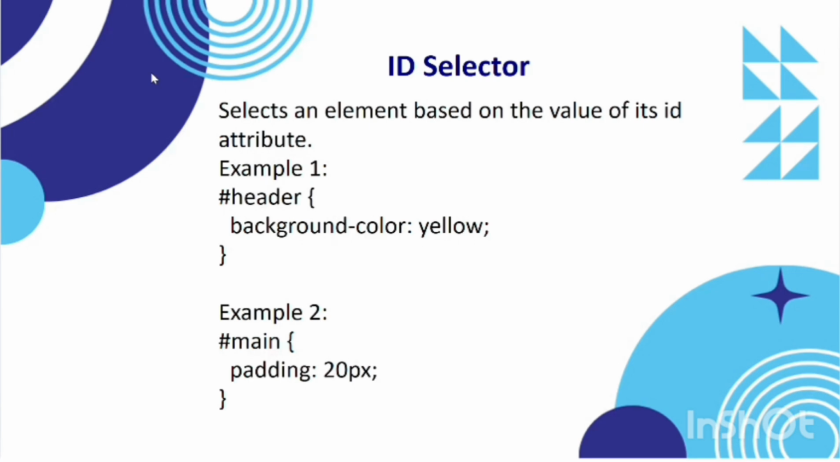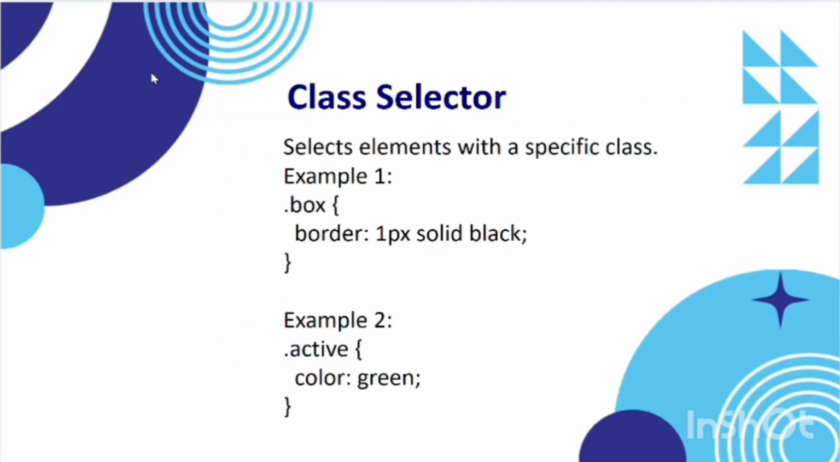Now moving to class selector. This class selector targets all elements that have the class box. Let's take an example. Dot box, open curly braces, border colon, 1 pixel solid black, semicolon. Close the curly brace. This will give a thin black border around every element with class box.